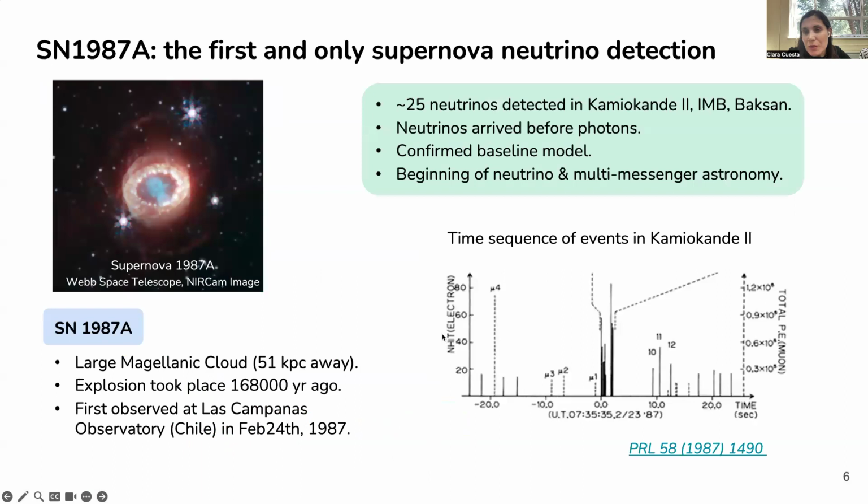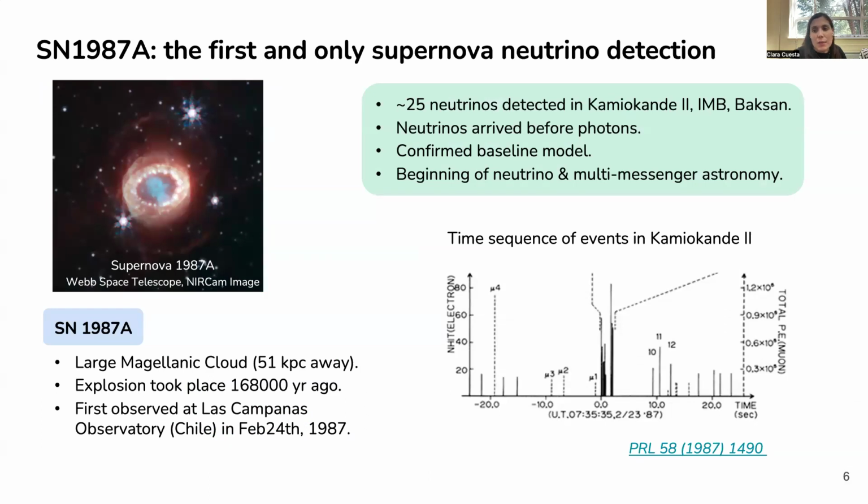Have we ever detected supernova neutrinos? Yes, but only once. Back in 1987, about 25 neutrinos from a core collapse supernova were detected. The collapse occurred in the Large Magellanic Cloud, 51 kiloparsecs away from the Earth, over 168,000 years ago. It was discovered by Oscar Duhalde and Ian Shelton at Las Campanas Observatory in Chile.